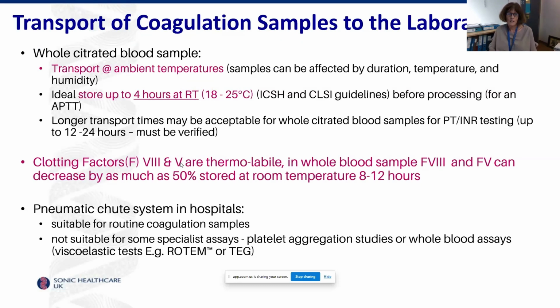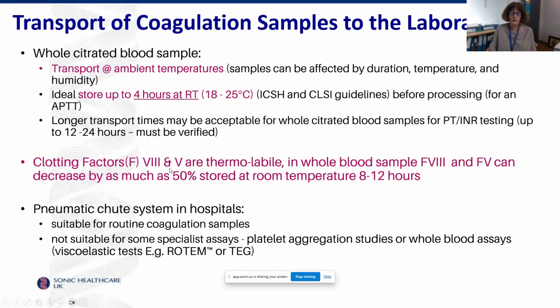When we transport samples to the lab, ideally we want to transport at room temperature, and the ideal room temperature is 18 to 25 degrees. We can keep whole citrated blood samples at room temperature for 4 hours before we process them in the laboratory. Longer transport times may have an effect on the sample, but PT-INR testing is probably okay up to 12 to 24 hours after you've taken the blood.